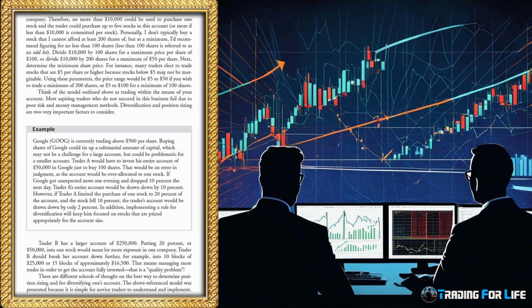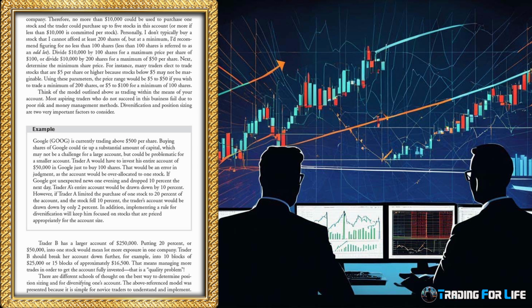Diversification and position sizing are two very important factors to consider. Example: Google, GOOG, is currently trading above $500 per share. Buying shares of Google could tie up a substantial amount of capital, which may not be a challenge for a large account, but could be problematic for a smaller account. Trader A would have to invest his entire account of $50,000 in Google just to buy 100 shares. That would be an error in judgment, as the account would be over-allocated to one stock. If Google got unexpected news one evening and dropped 10% the next day, Trader A's entire account would be drawn down by 10%.